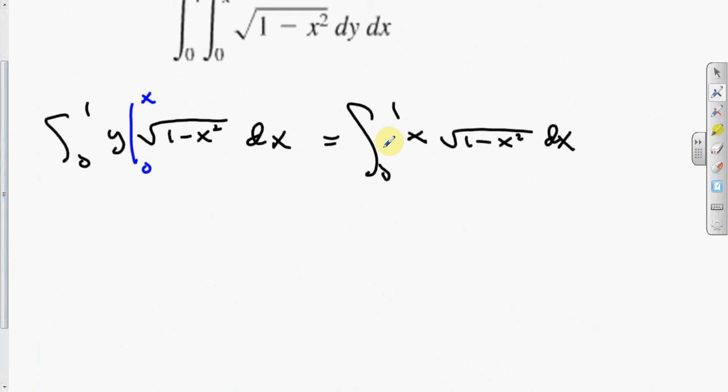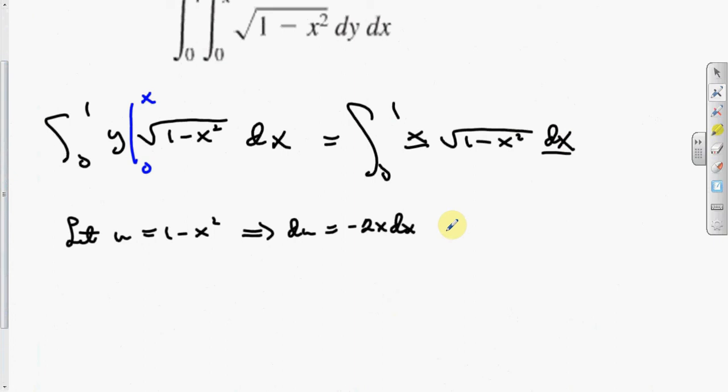So now we integrate with respect to x. I have to use my u du substitution, right? Let u equal 1 minus x squared. This is a direct calculus 1, calculus 2 problem. That implies that du is equal to negative 2x dx. I have an x dx sitting out here, so this implies that my x dx can be represented by negative 1/2 du.